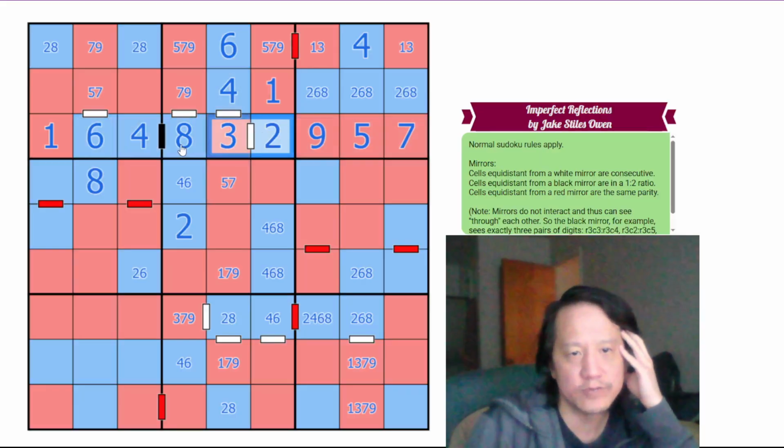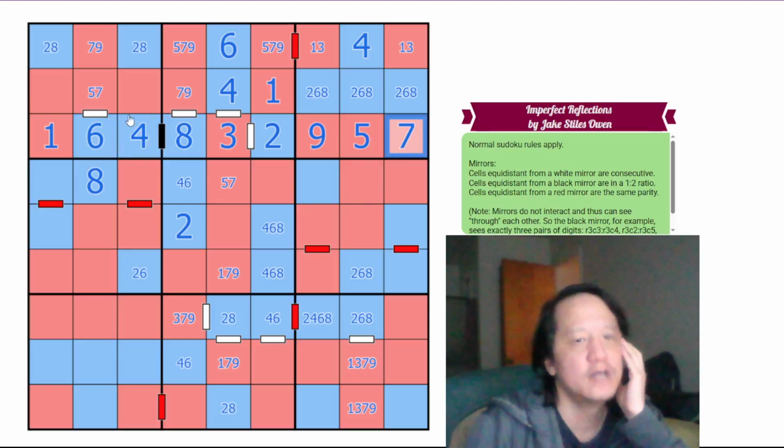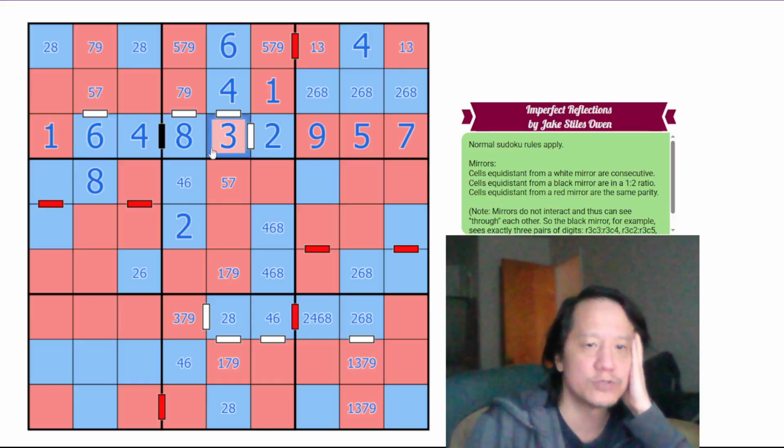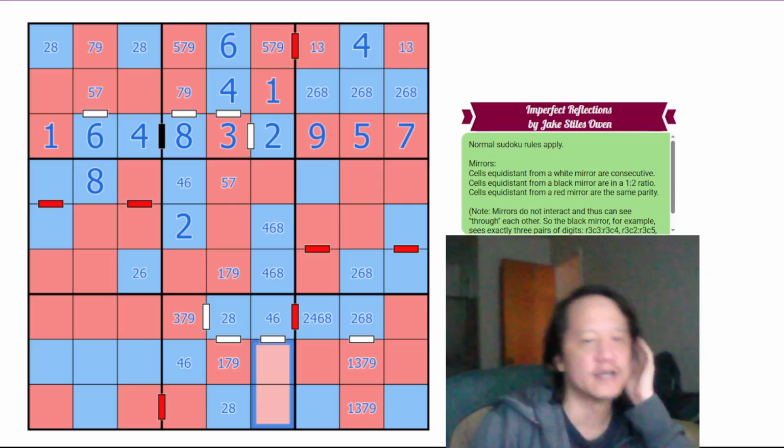2 is consecutive with 3. 8 is consecutive with 9. 4 is consecutive with 5. 6 is consecutive with 7. 4 and 8 are in 1 to 2 ratio. 3 and 6 are in 1 to 2 ratio. 1 and 2 are in 1 to 2 ratio. This is essentially done. This has to be 3, 5, 7, 9. That's not helpful.